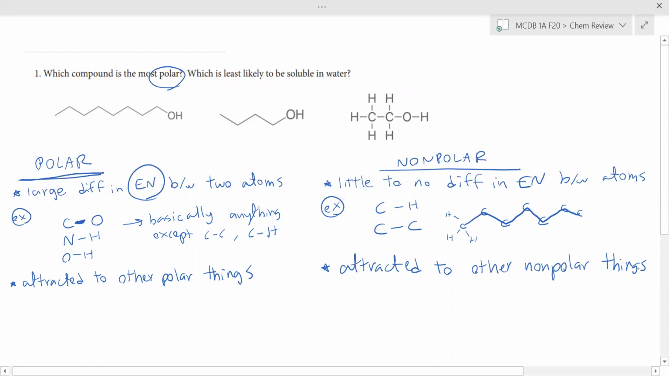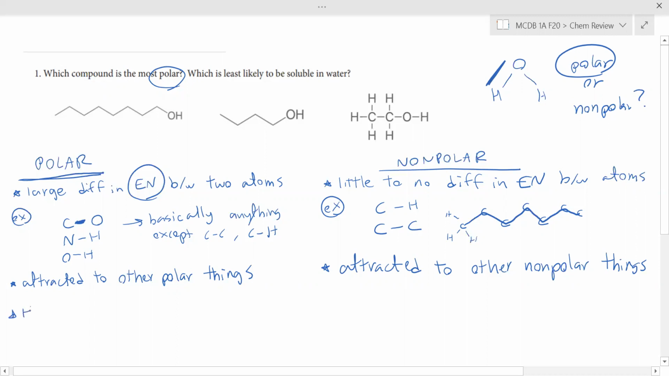This is really important when we talk about bio because we are 70% water, right? Water is a huge important deal in bio. We're going to talk about it a lot. So when you look at water, is this molecule polar or is this molecule nonpolar? Water is definitely polar, right? It has those oxygen-hydrogen bonds.